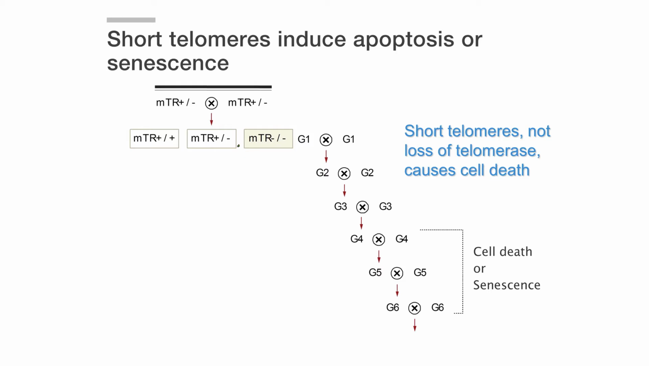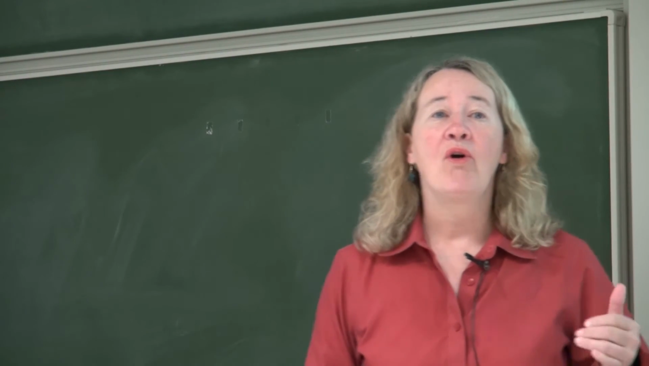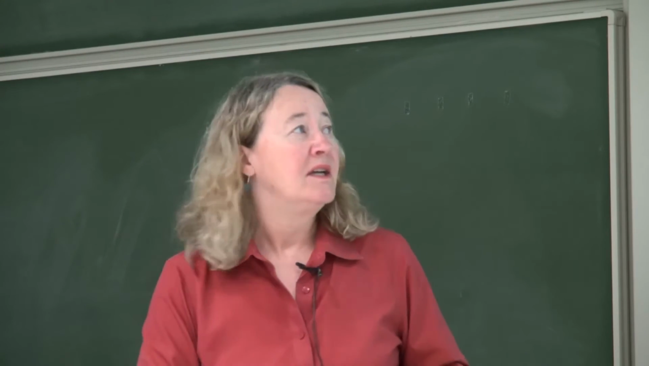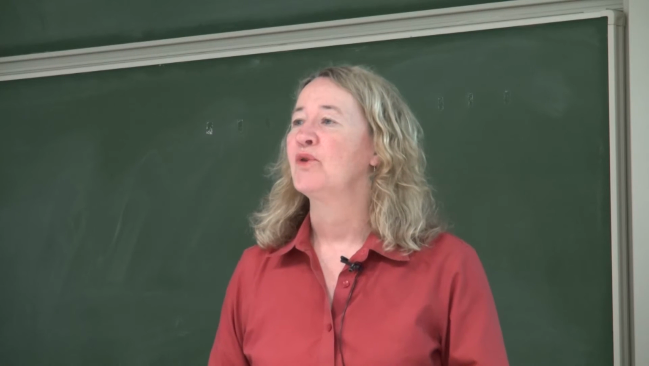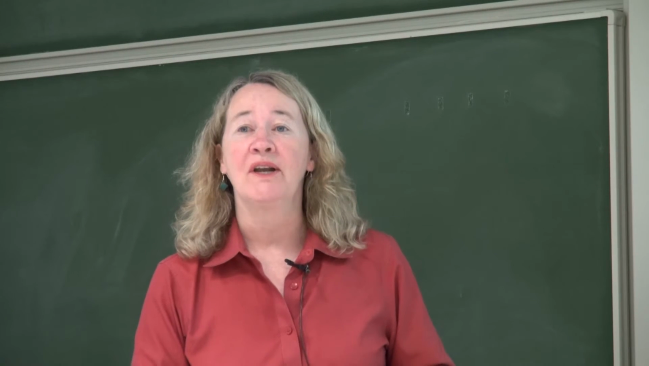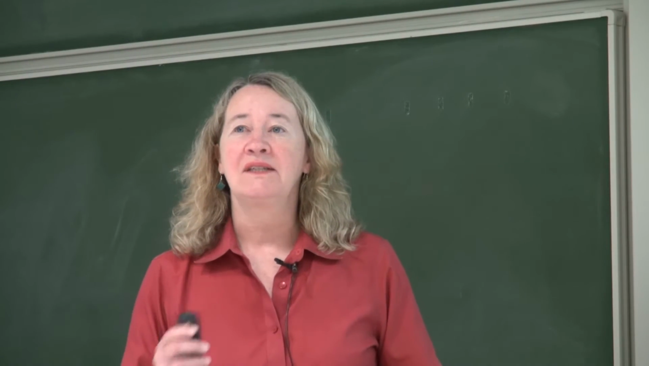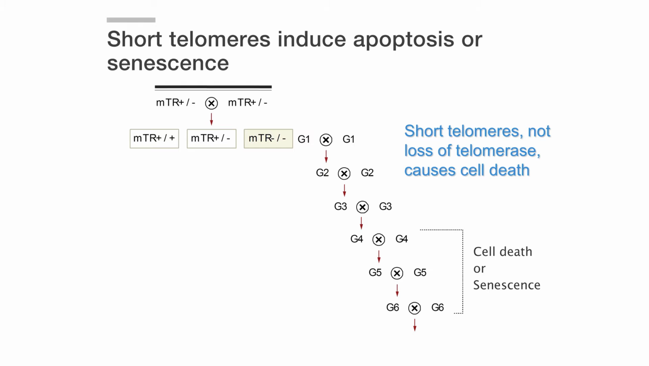So when we now look at the phenotypes in the mice as we're breeding these generations down, what we find is at the cellular level that in the G4, G5, and G6, we see increasing either cellular senescence, that is, the cells just stop dividing, or apoptosis that occurs in these cells. And so what we know is that it must be the short telomeres that are causing this effect, not the absence of telomerase. Because if it was the absence of telomerase that caused the apoptosis, you would see that in this first generation. So one of the important take-home lessons from this is that it's the short telomeres, not the absence of telomerase, that cause cell death.